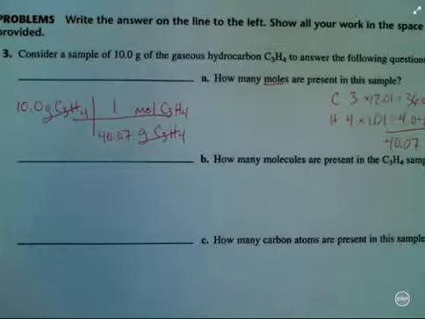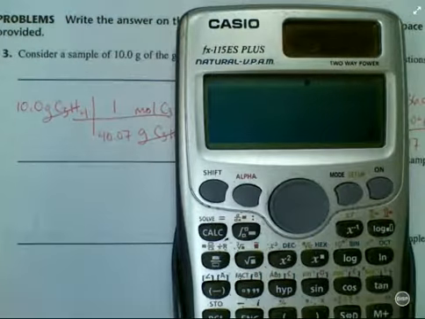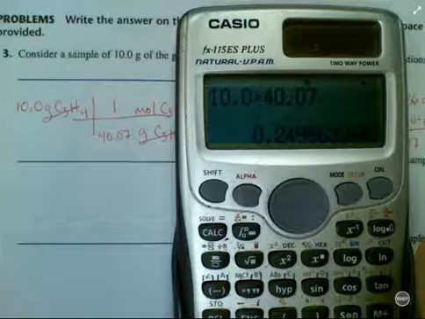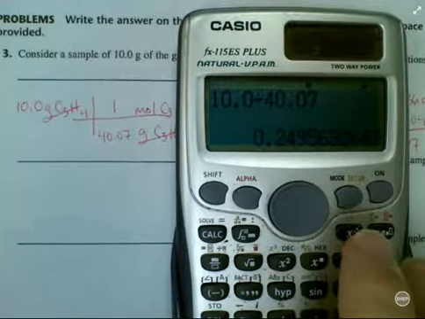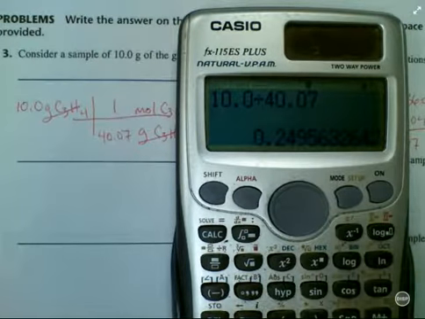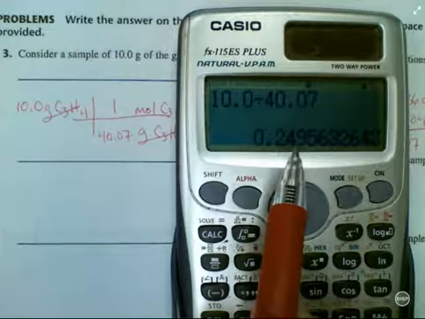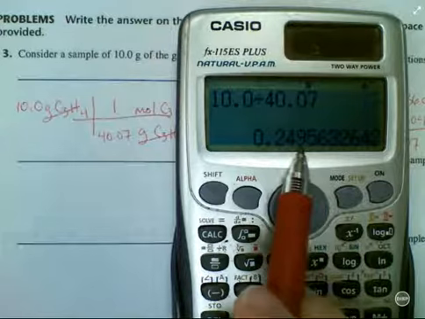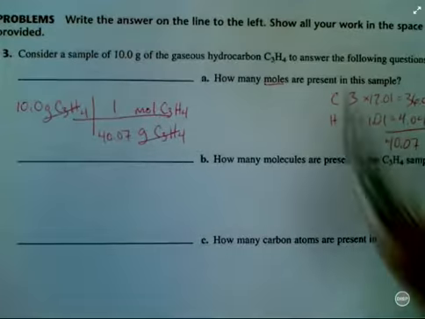Now you can see that the crosshairs have told me that I need to divide this out. So I'll get my calculator. 10 divided by 40.07. I get 0.24956, and so on. But I only want 3 significant figures, okay? Because this term right here has 3 significant figures, that means my answer needs to be reported with 3 significant figures. So I'm going to round to right here. This 5 tells me I want to round that up.